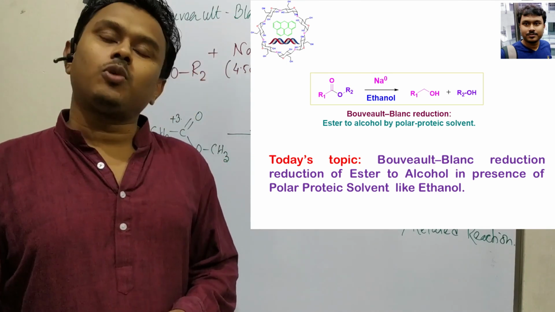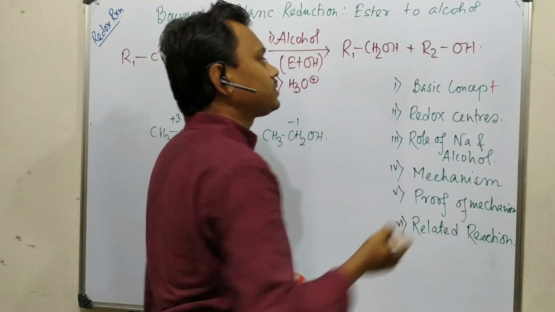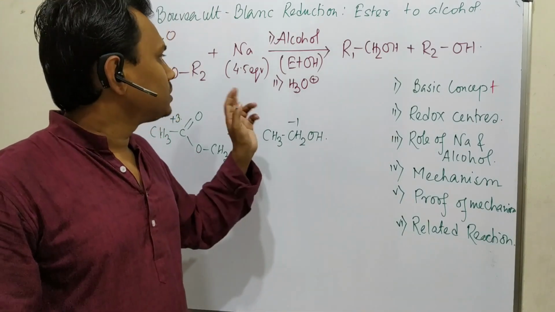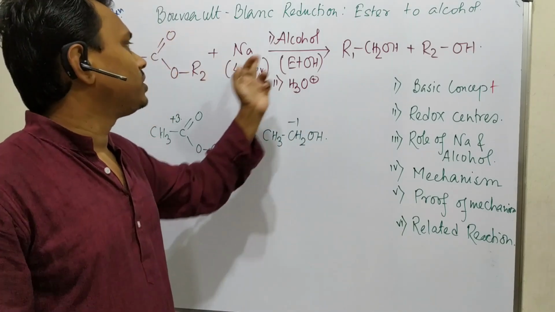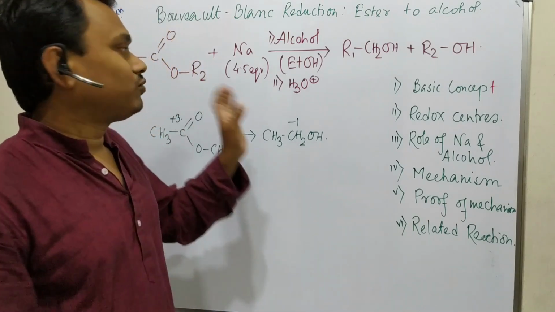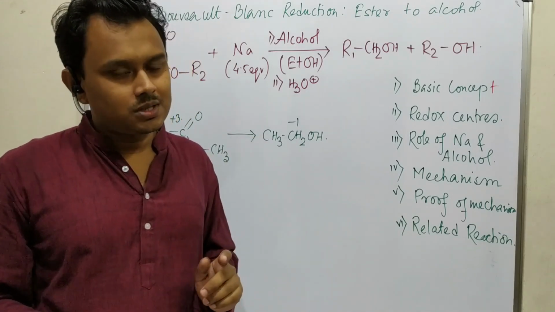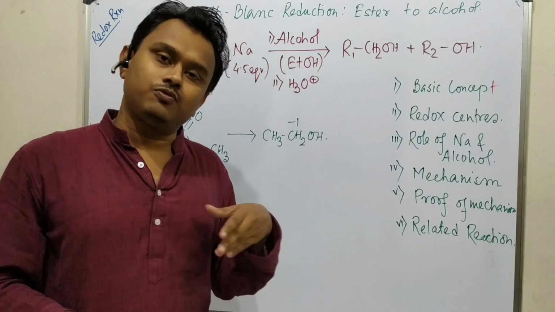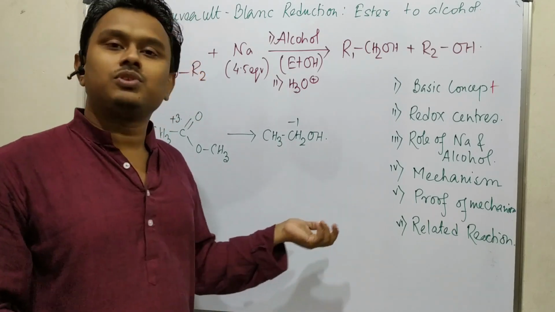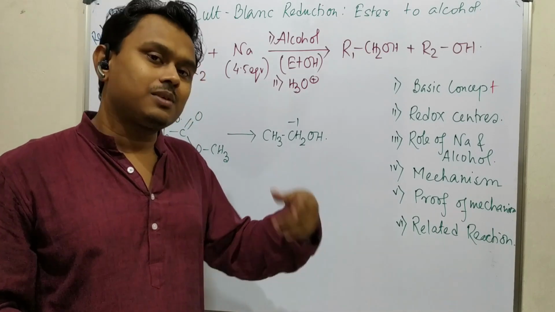Today's topic will cover a few points. For example, the basic concept of this reaction, the redox centers and redox changes. After that, we will discuss the role of reagents like sodium and alcohols, the mechanism of this reaction, and the proof of mechanism: what is the support. Most importantly, I will provide some references in the comment box. Please check those references if you want to cross-check. And finally, some related reactions, and then I'll explain about the next video.